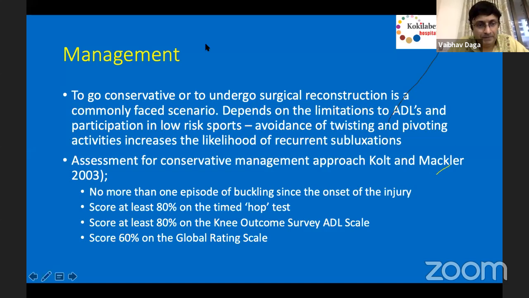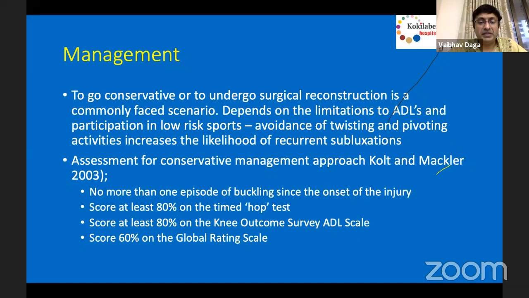So the assessment for a conservative management approach was done by Colt and Mackler in 2003. They had criteria to decide if we should go with conservative management or go for the ACLR. No more than one episode of buckling since the onset of injury. That was their first criteria.